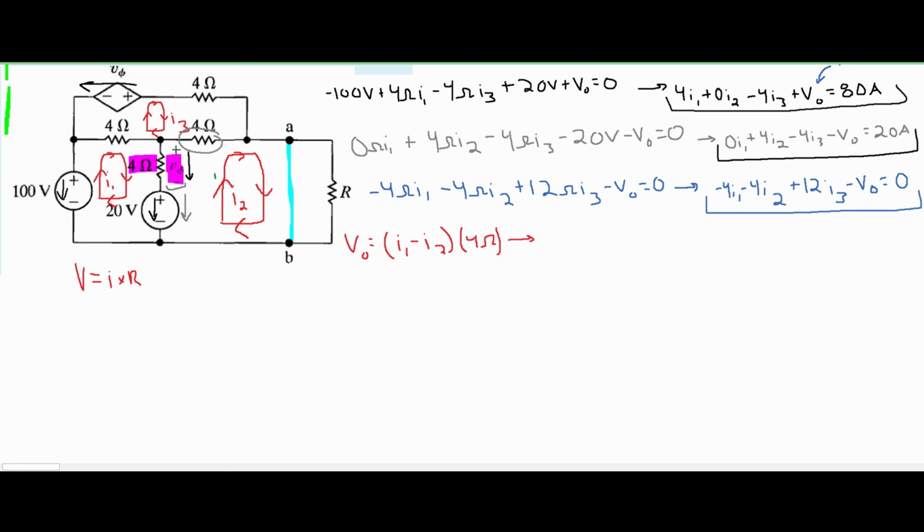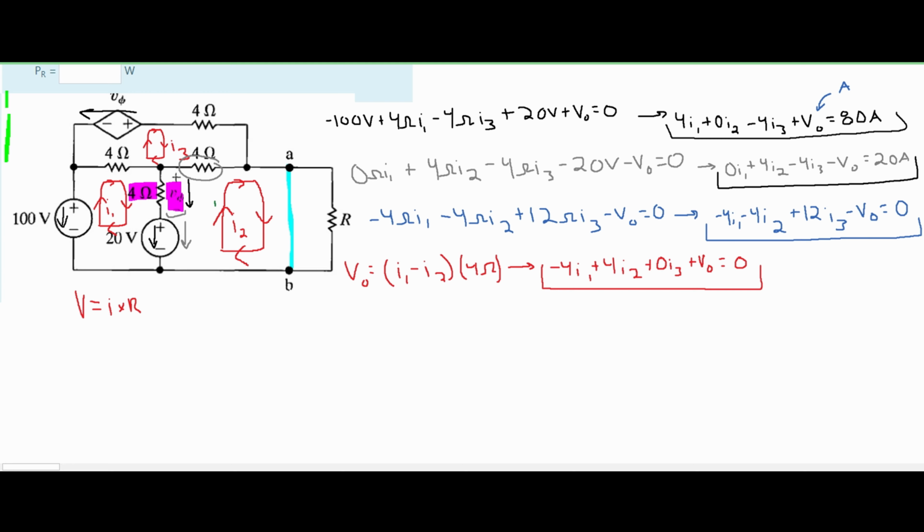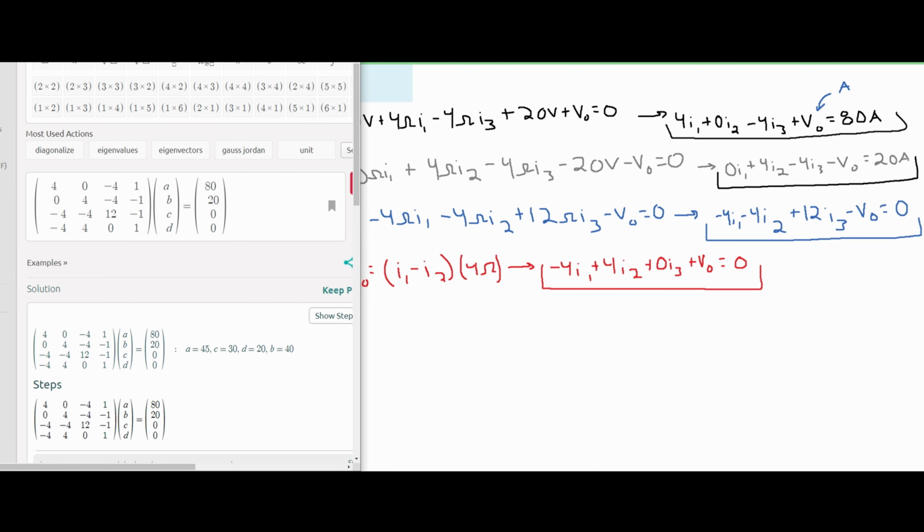Now we need to write this as an equation. So we are going to move everything from the right to the left. We are going to have a negative 4I1 plus 4I2. We don't have an I3, so we'll do plus 0I3. And then we have a plus V0, and that's all equal to 0. So this is our fourth equation, and these are all of the things that we are going to be plugging into our matrix. Plugging all this into a matrix calculator, we will get this as our answer.